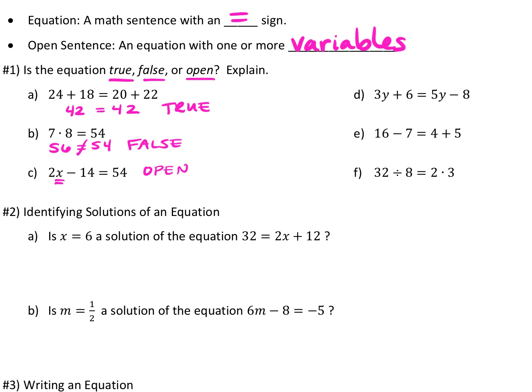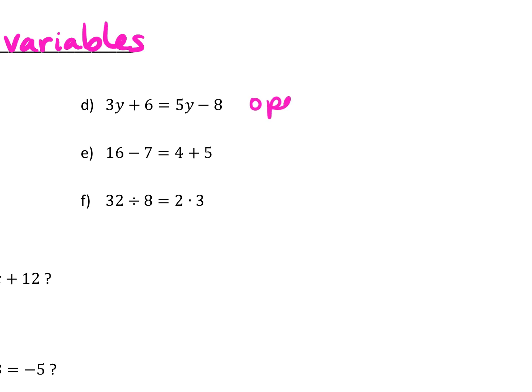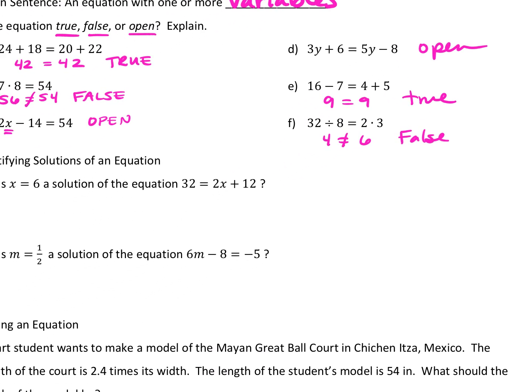So what would D be? Open. That's open because it has a variable in it. Letter E, 9 equals 9 is true. And this last one, 4 does not equal 6, so false. Okay, so true, false, and open are your 3 options there.